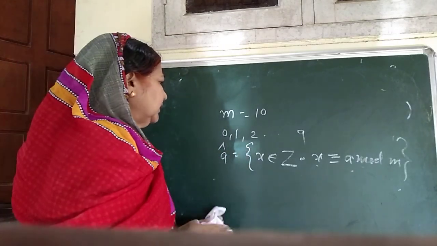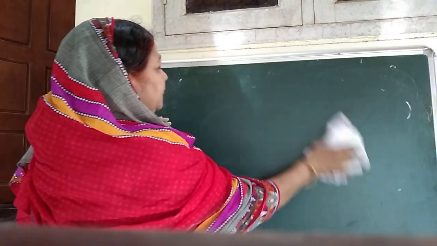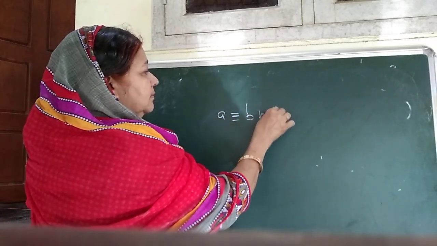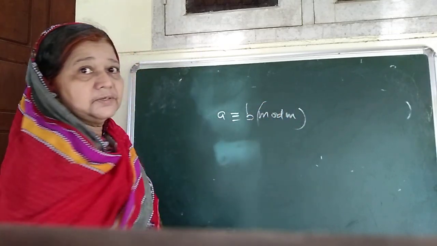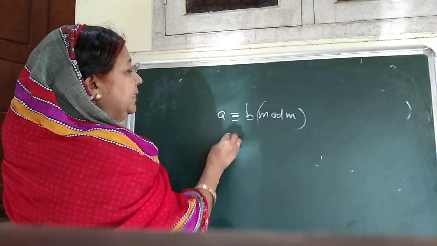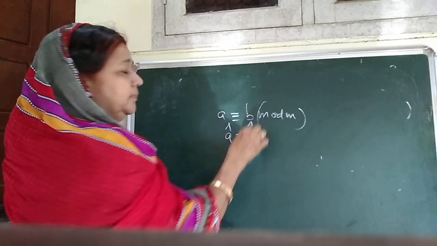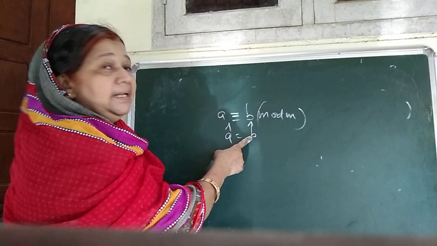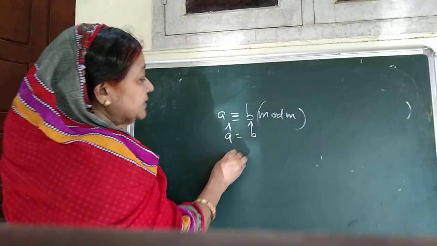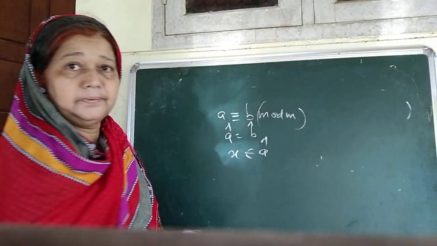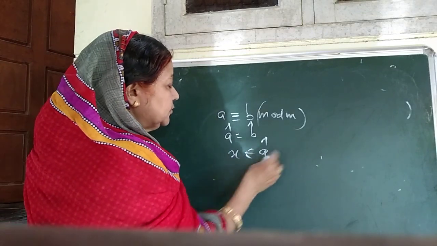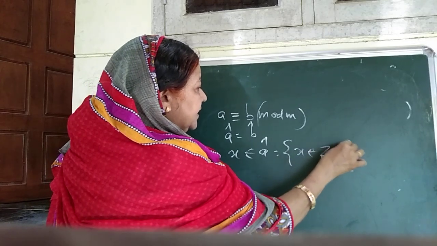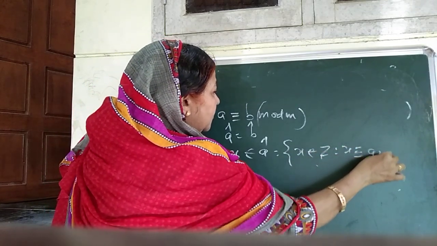For this we have a theorem that if a is congruent to b mod m, then a-cap equals b-cap. We know a-cap is a collection of elements or integers. Similarly, b-cap is also. So let us take x as an element of a-cap. a-cap is the set of all x element of Z such that x is congruent to a mod m.